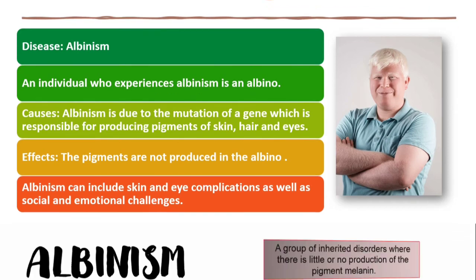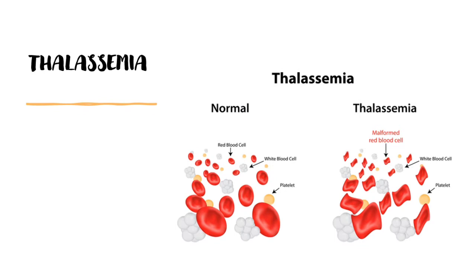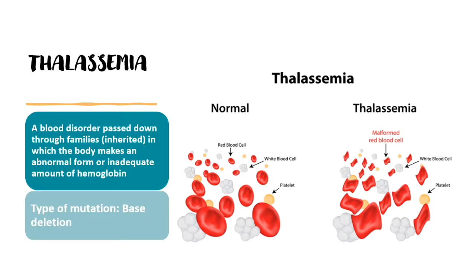So this is thalassemia. Thalassemia is a blood disorder passed down through families in which the body makes an abnormal form or inadequate amount of hemoglobin. The type of mutation that causes thalassemia is base deletion. Look at the malformed red blood cell here.